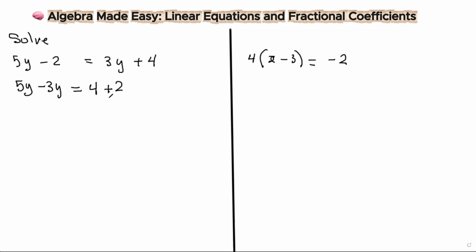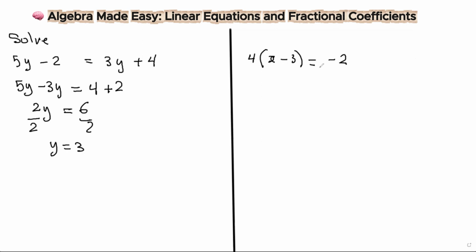And now this becomes simple. So 5y minus 3y equals 2y, and 4 plus 2 equals 6. Divide both sides by 2, and y will equal 3.